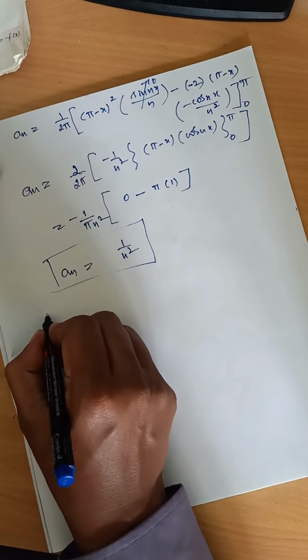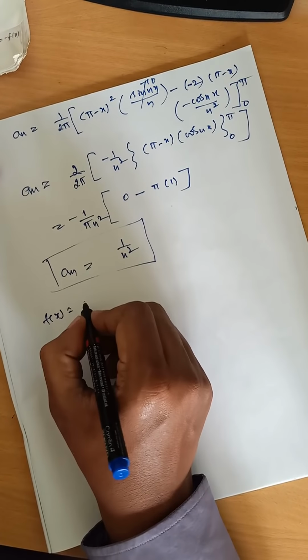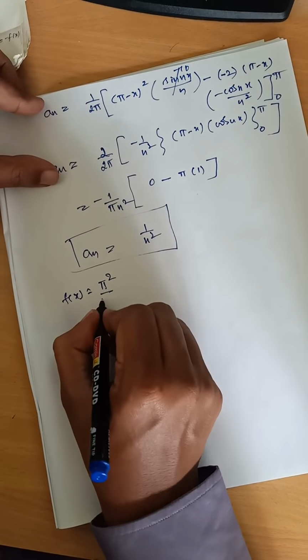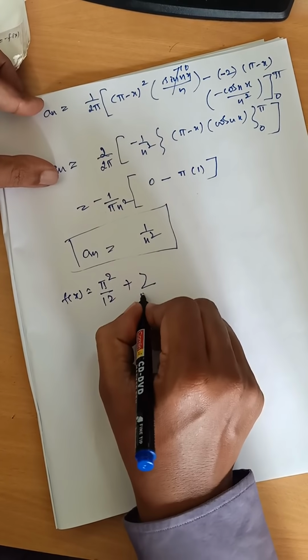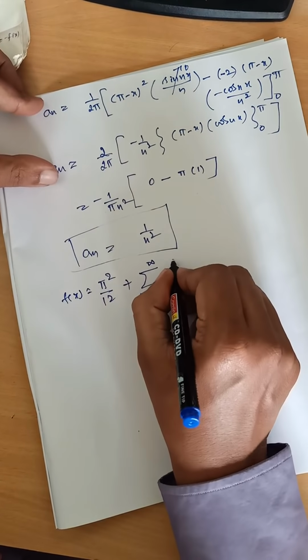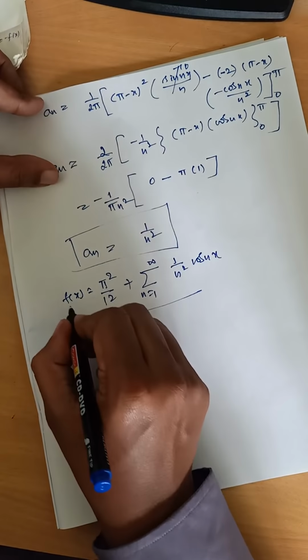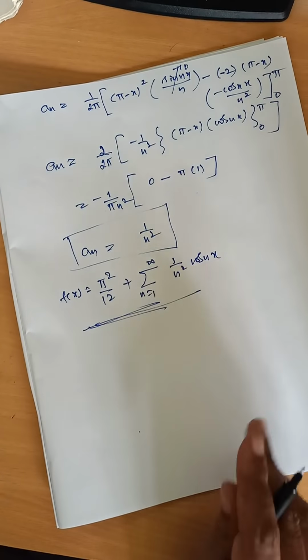So we construct the Fourier series of f of x. A naught by 2 is pi square by 12, plus summation n from 1 to infinity, an is 1 by n square cos nx, is the required Fourier series.